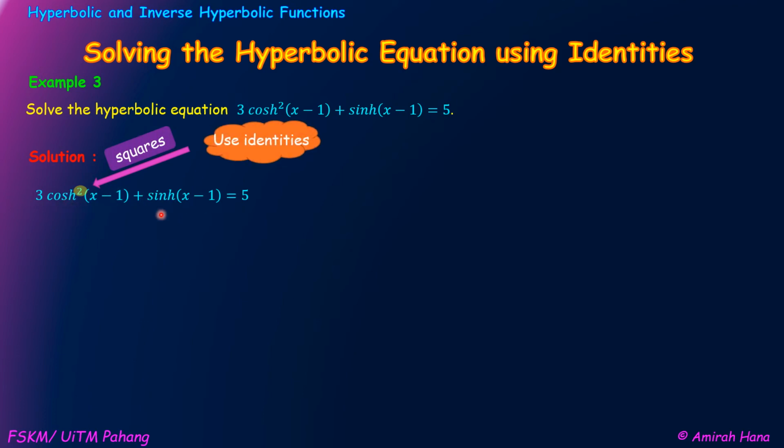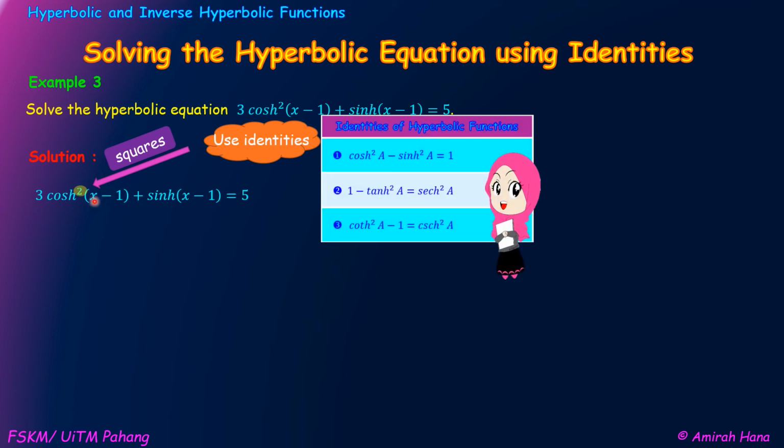And same angle. Normally if we have squared, we need to use an identity. Identity here means this formula. This formula has squared. We need to write cosh squared (x minus 1) using this formula. So which formula should we use? We refer to formula number 1. But here we have a here. Now our a equals x minus 1.